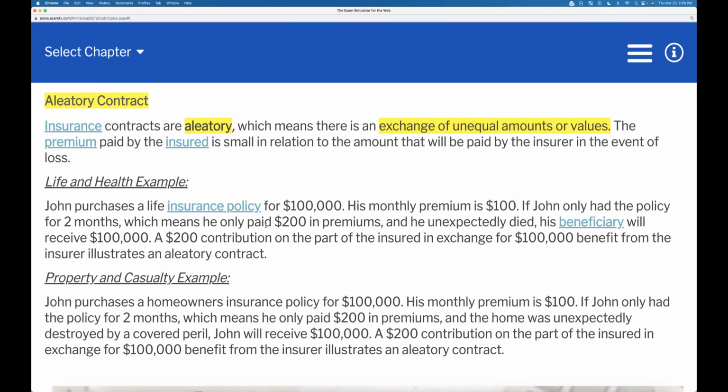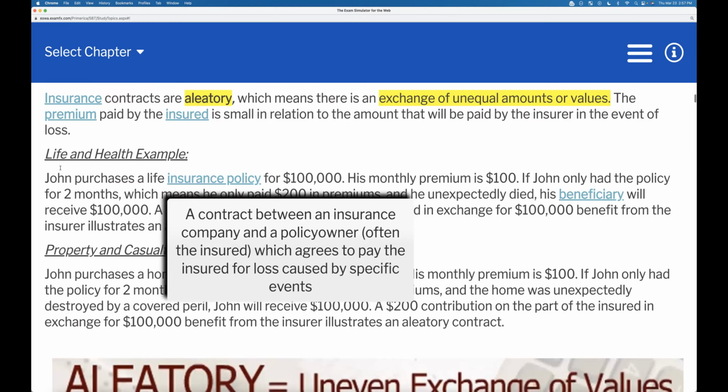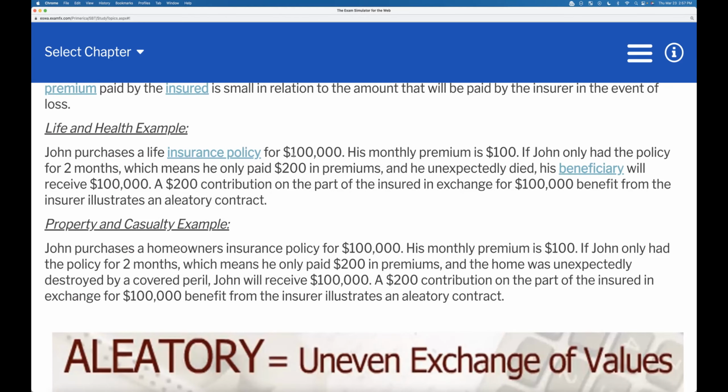But the insurance still does this, yes. Sometimes people pay on a 500 policy, then in one or two years they get sick or they die, and the insurance pays. That is aleatory. Yes, you're right.